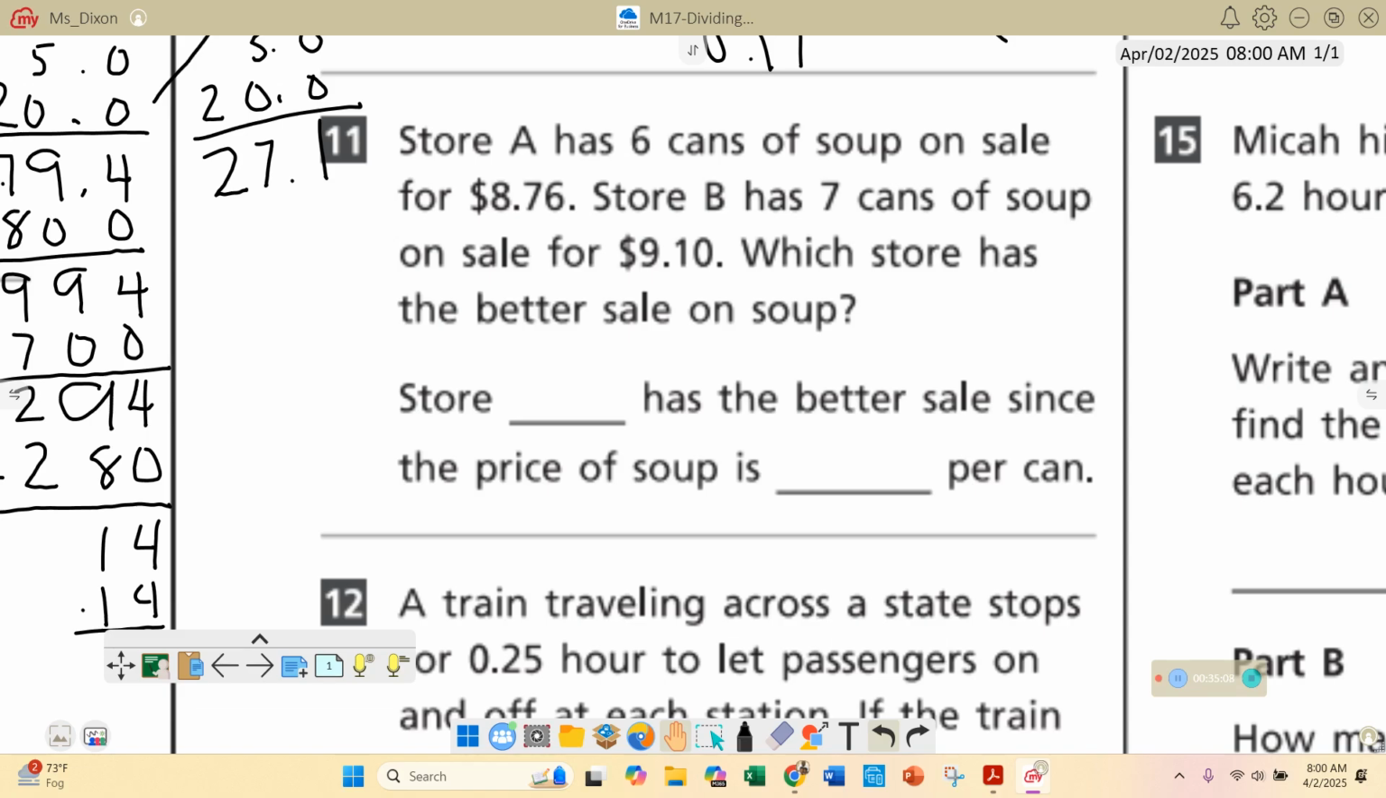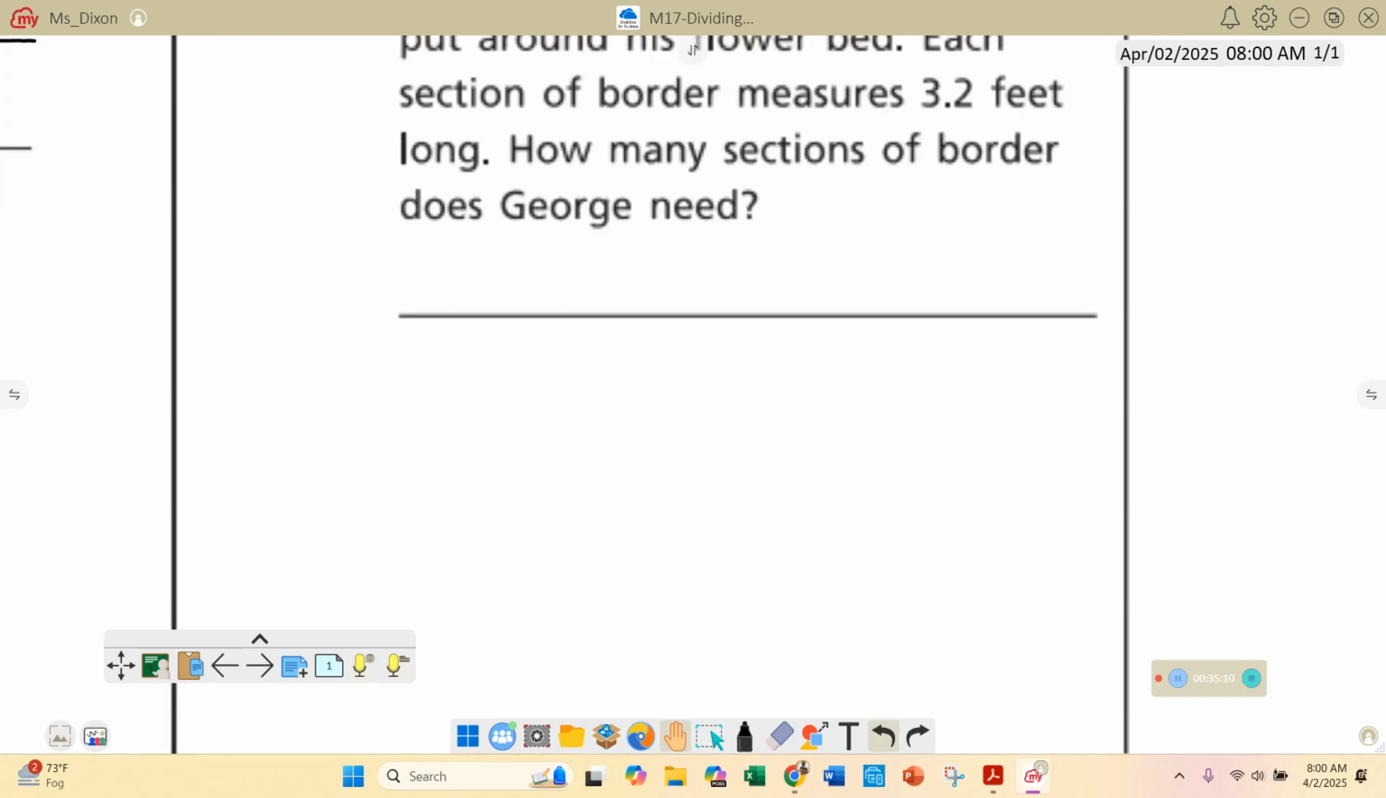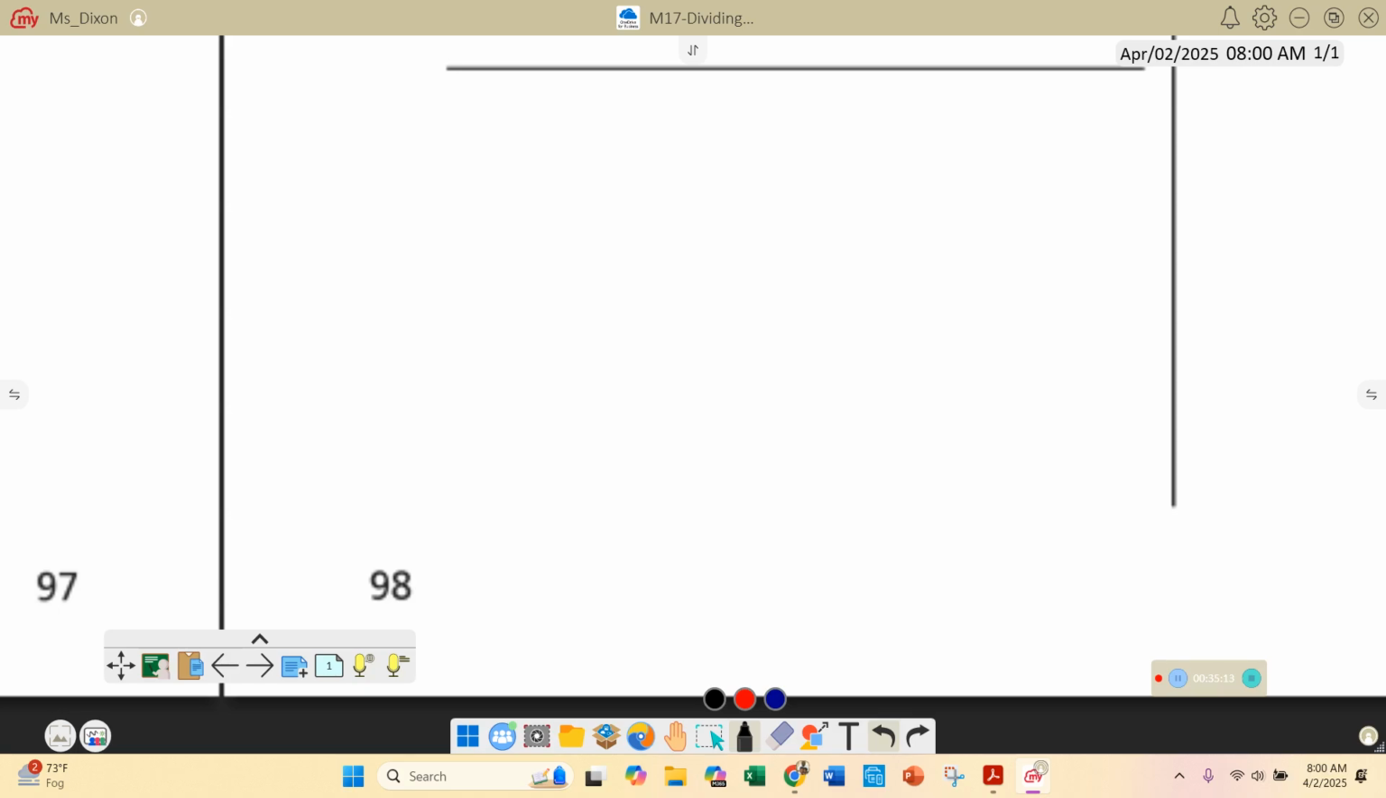Store A, let me see if I can get some more space. Okay, come down here. So store A has 6 cans at $8.76. So we are going to be spending a total of $8.76, split into 6 different cans. Right? So that's going to be a division problem. So let's set our problem up.